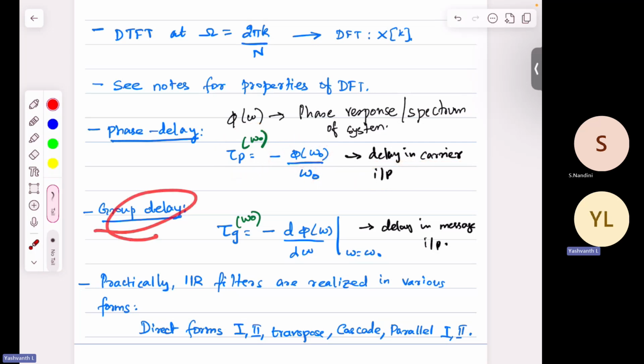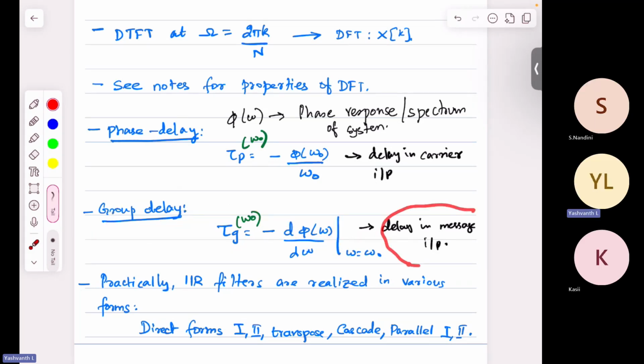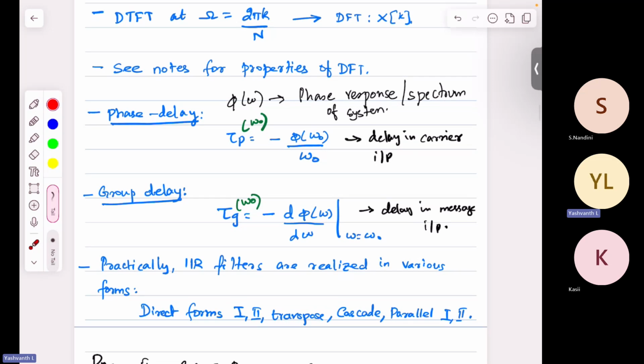Similarly, what is group delay? Group delay is denoted by tau g of omega naught, which is nothing but the negative derivative of the phase response with respect to omega, computed at omega equals omega naught. This has the interpretation of the delay in the message signal when you pass it through the system. And the last thing we saw is the realization of the IIR filter, and we saw that you can realize it through different forms: direct forms 1 and 2, transpose forms, cascaded forms, and parallel forms 1 and 2.